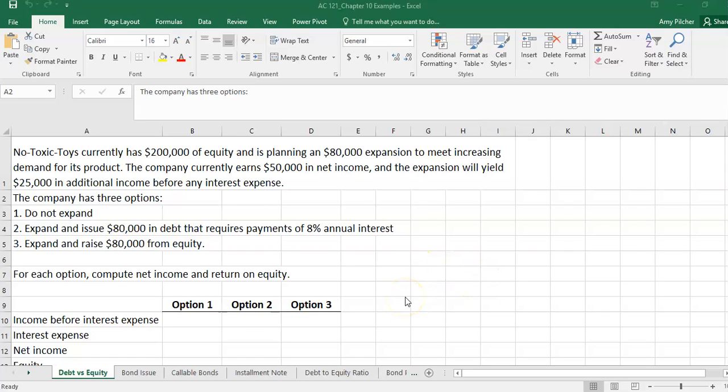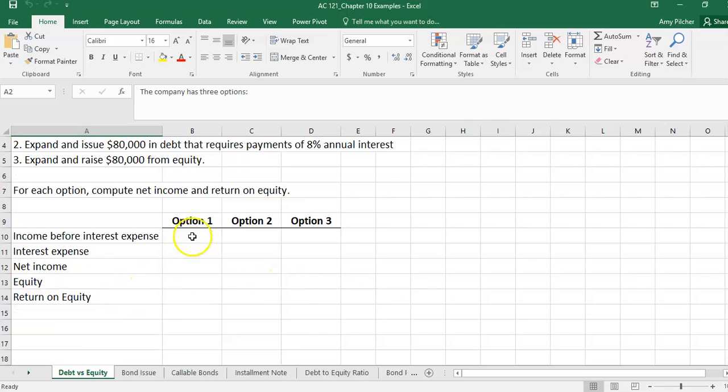Principles of Accounting 1, Chapter 10, Examples. In this first example, we're looking at a decision of a company to decide to expand, and if they expand, whether to take a loan out for that expansion or to sell stock to fund that expansion. So debt in liabilities or equity. So what they want to know is what is the result of these decisions.